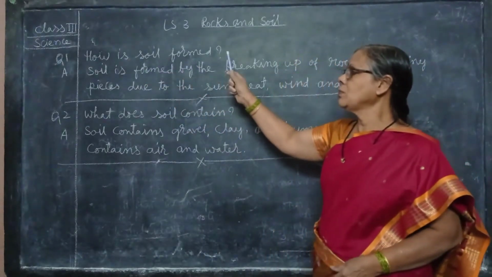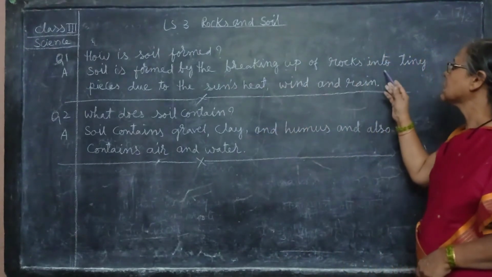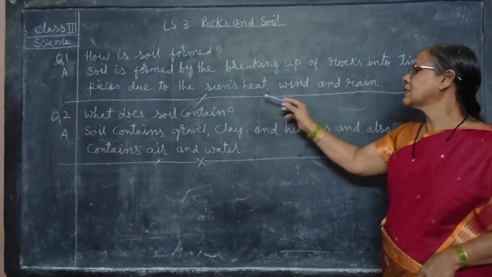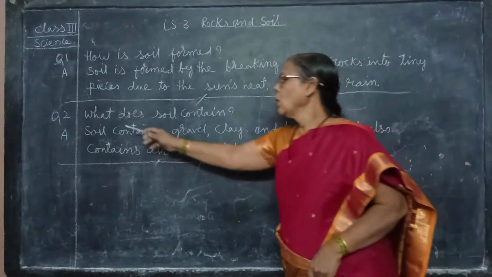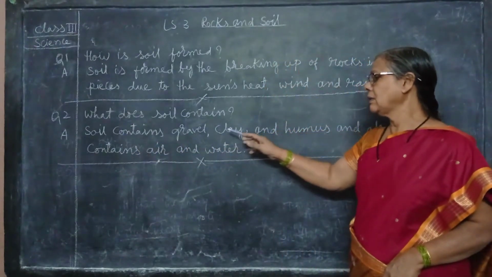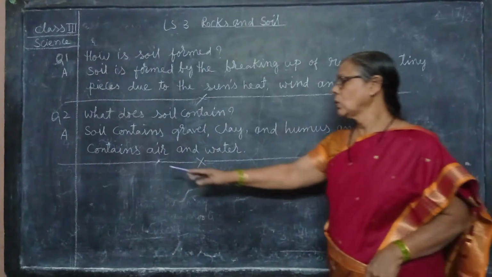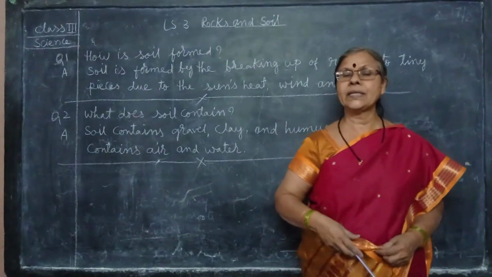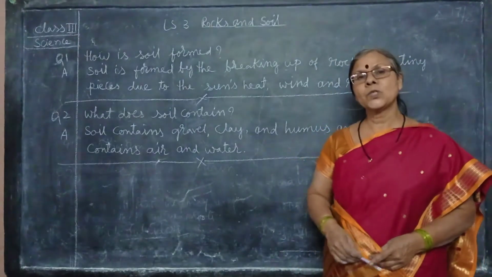How is soil formed? Soil is formed by the breaking up of rocks into tiny pieces due to the sun's heat, wind and rain. What does soil contain? Soil contains gravel, clay and humus, and also contains air and water. Did you do this at home practically? If not, you can do it by yourself and observe.